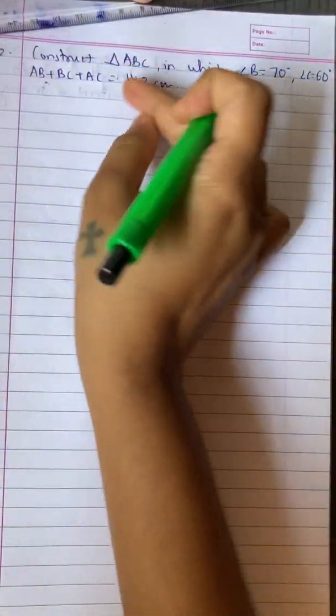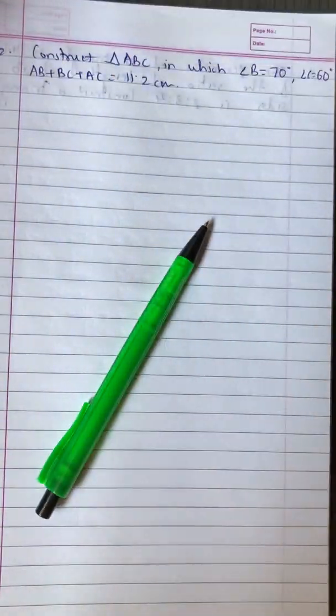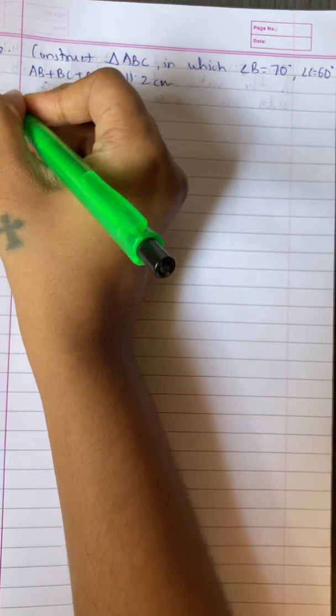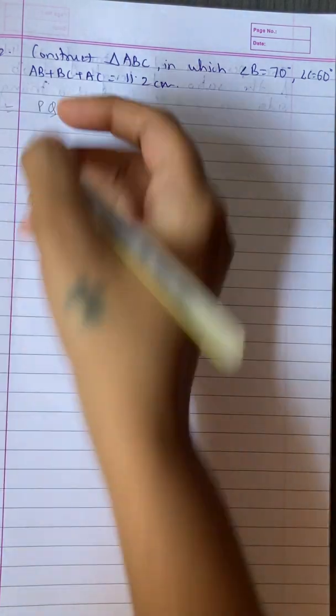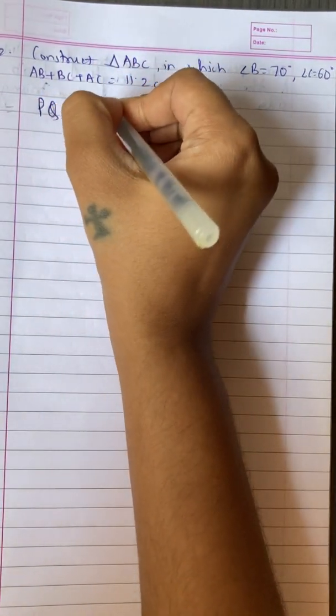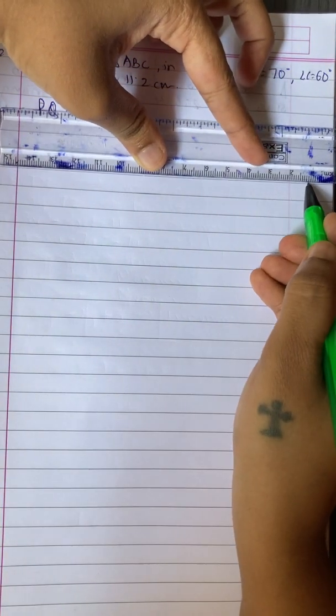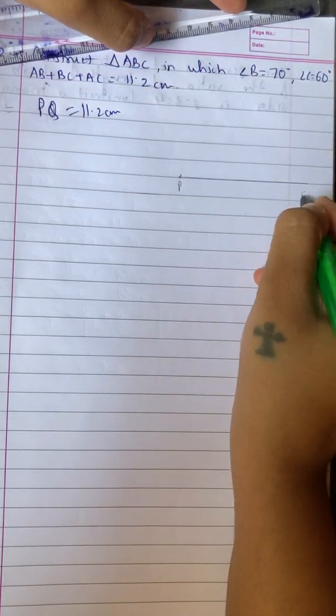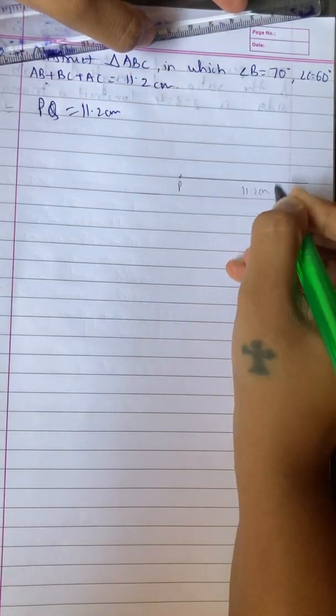We have to take this whole length, with 2 extra points, as PQ. I'll write it with pen. Two extra points I had taken. PQ is equal to 11.2 centimeter, so that will be the base. So I'm going to take PQ as the base. This is PQ as 11.2 centimeter.